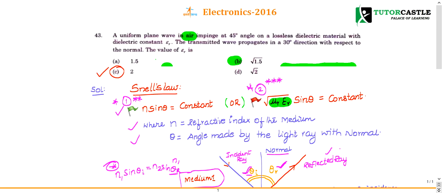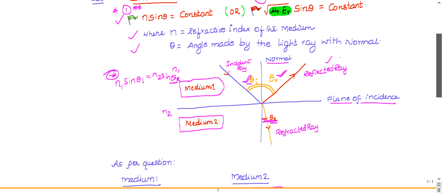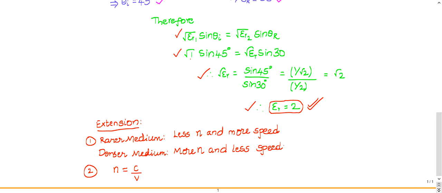Now let us see a small extension I would like to tell for this question. Sometimes in the question there are terms like rarer medium and denser medium. Often people will confuse between these. A rarer medium is a medium with less refractive index, where light can travel with more speed. A more speed medium is called rarer medium, whereas a denser medium has more refractive index and less speed. These two are inversely proportional.